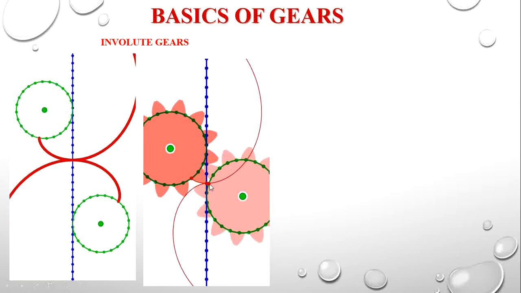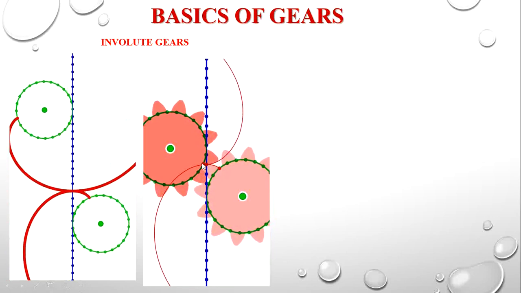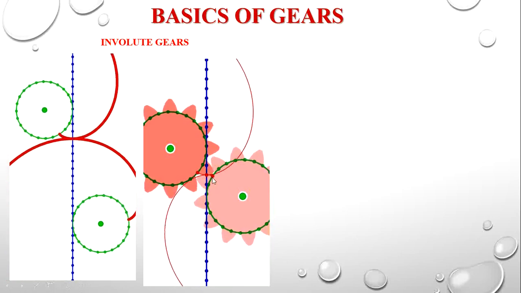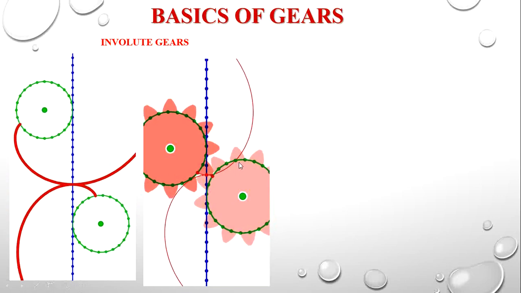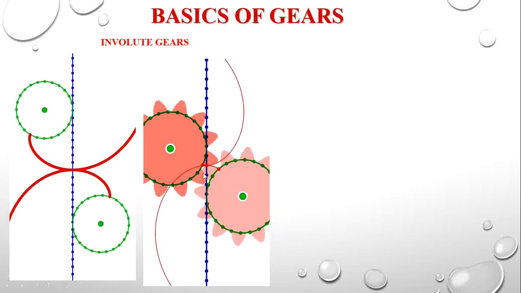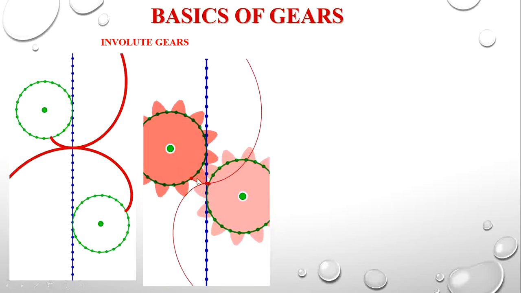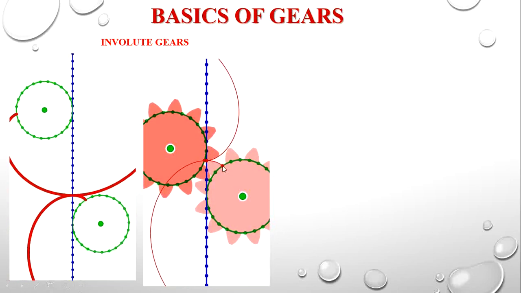So this path traced is like unwinding a wire from a drum or barrel. This green colored one is called the base circle. The circle from which it starts is called the base circle. So from the base circle, we have arrived at the involute gear here.